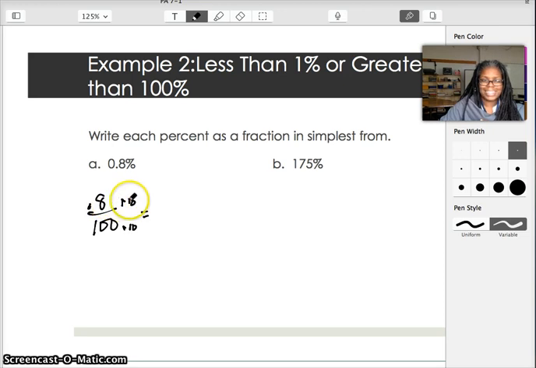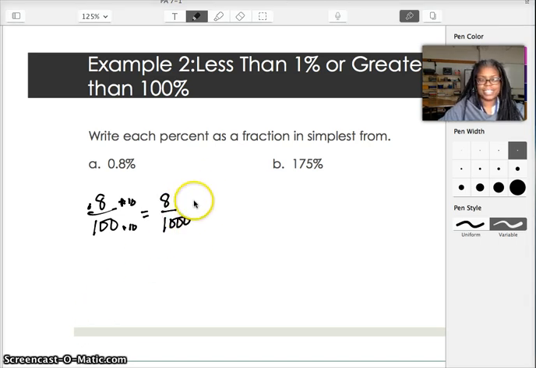When I multiply 0.8 times this 10, I get 8, and 100 times 10 gives me 1,000. And so now I get to simplify this thing. So I can divide both top and bottom by the same number and see where I come out. I think we dealt with 1,000 last time. So we should recognize that in this case, I can divide the numerator and the denominator by 8.